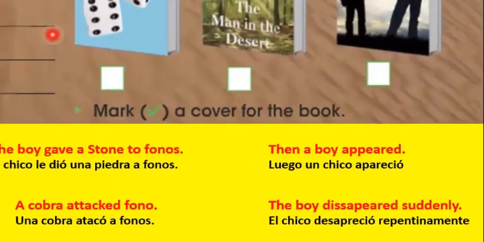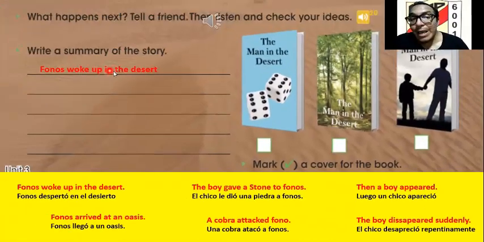Ok, pay attention y hemos empezado aquí el resumen poniendo Phonos woke up in the desert. Ok, ¿qué significa? Phonos despertó en el desierto. Ok, entonces tienes 5 opciones más y por favor sigue la correlación del resumen. Yes, ok, no te olvides por favor poner cuál es la cubierta del libro que estamos leyendo.